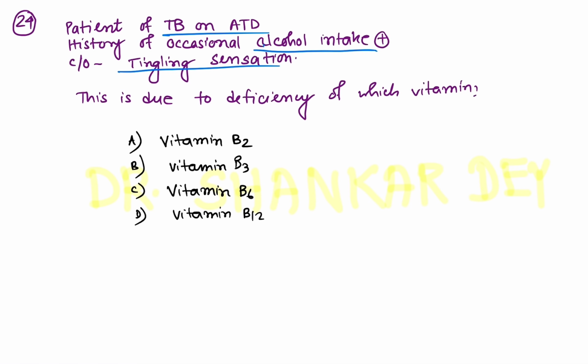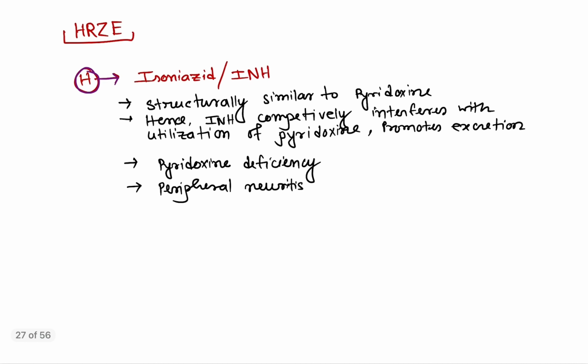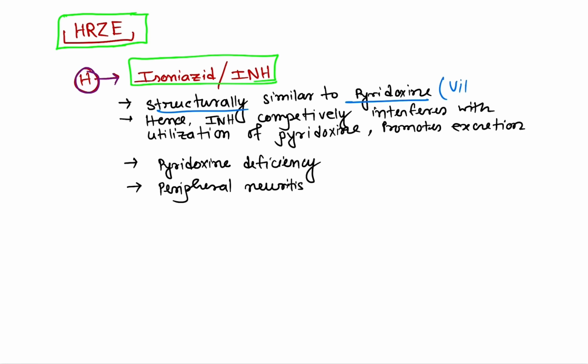As all of you know, the conventional and most commonly used regimen for TB is HRZE, where HRZE stands for isoniazid, rifampicin, pyrazinamide and ethambutol. Here H stands for isoniazid. Isoniazid structurally resembles pyridoxine, or vitamin B6. So pyridoxine structurally resembles isoniazid.